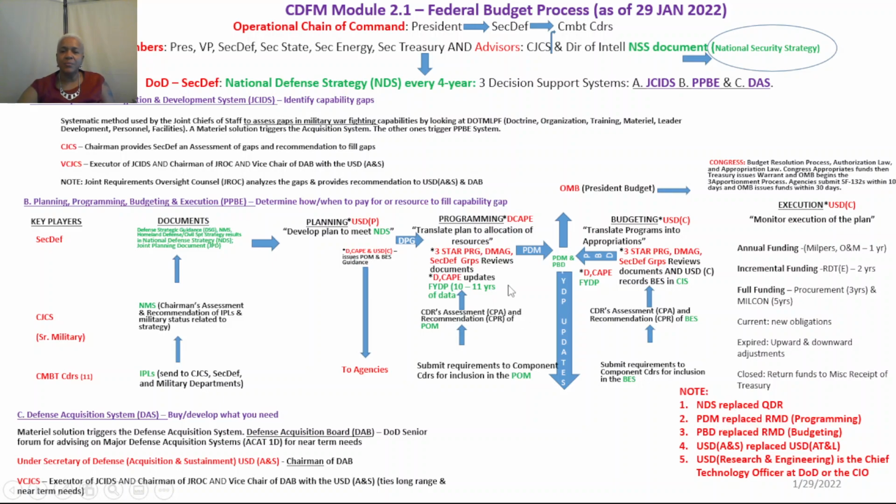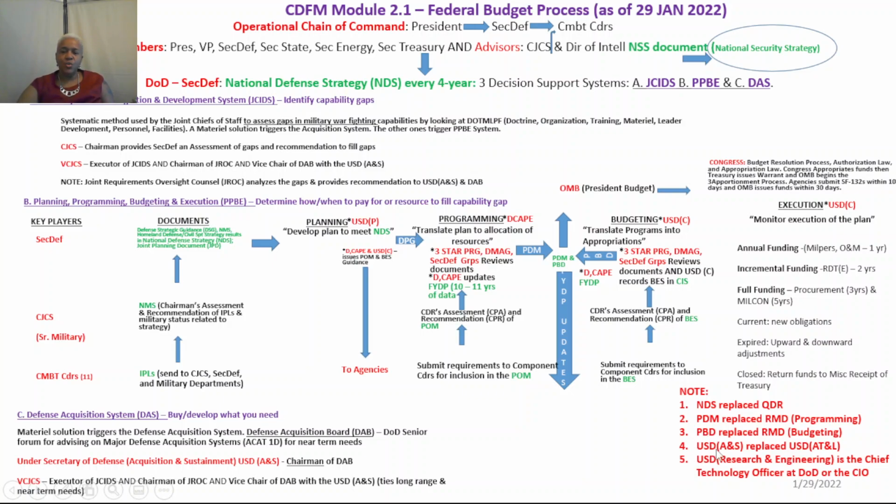which replaces RMD right here. So this and this used to be called RMD, Resource Management Decisions. Now for the programming phase it's the Program Decision Memorandum, and for the budgeting phase it's now the Program Budget Decision. I think in much older versions these were the terms, then they went to RMD, and now we're back to these terms. I used to teach PPBE at Fort Jackson, and I remember us teaching these then, and now we're back to these terms.